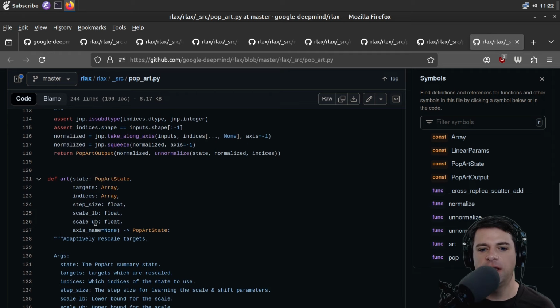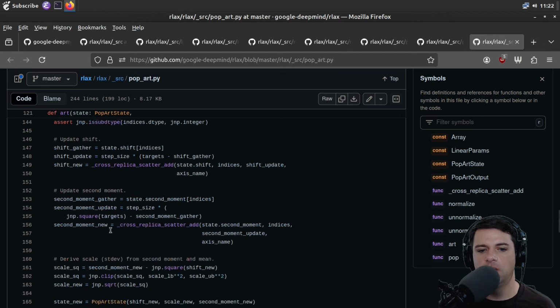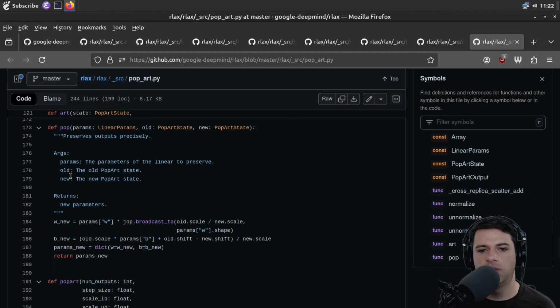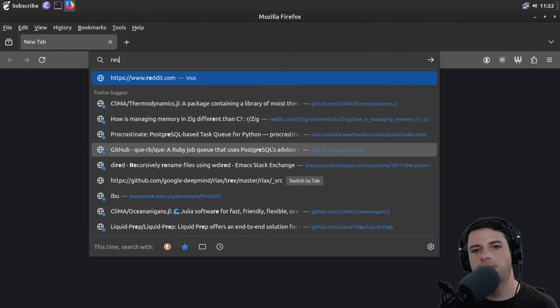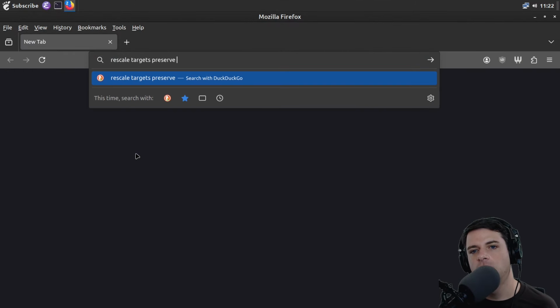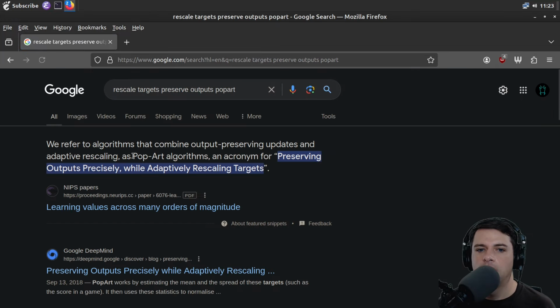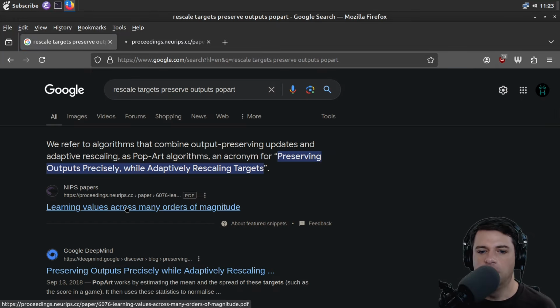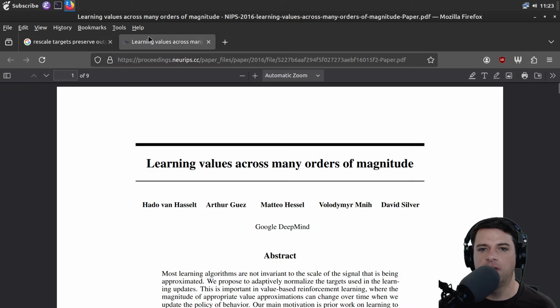Art, okay, adaptive rescale targets. Okay, so there's something about adaptively rescaling targets. Why? I don't know. What makes it pop art? Preserves outputs precisely. Okay, so something about rescaling targets and preserving outputs precisely. Learning values across many orders of magnitude.